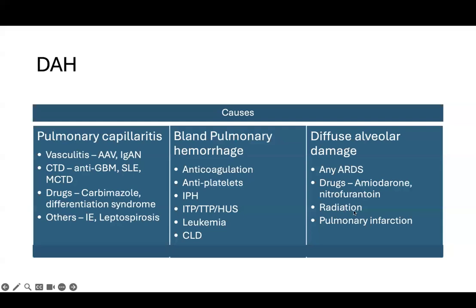Then you have diffuse alveolar damage. Any ARDS or drugs that cause ARDS like amiodarone, nitrofurantoin, radiation pneumonitis, pulmonary infarction, all of these can also, when you bronch them, have some amount of hemorrhage, although the blood return may not be as much as in capillaritis or bland hemorrhage, right? So one mimic is DAH, but the causes of DAH itself are so many. It is very important to identify.